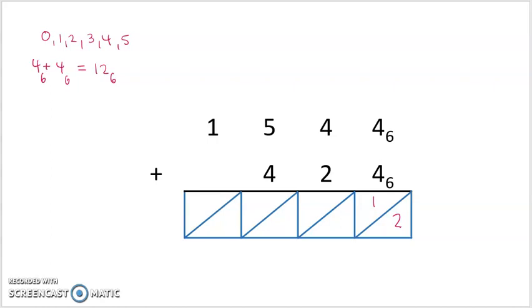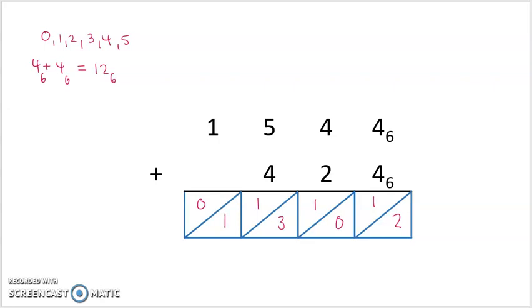Remember in base 6 your place value is not tens and ones, but is sixes and ones. 4 plus 2, that is 6. 6 is 1 six and 0 ones. 4 plus 5 is 9. That is 1 six and 3 ones. And lastly, 1 plus 0 is 1. That is 0 sixes and 1 left over.